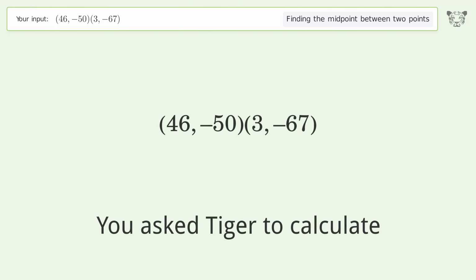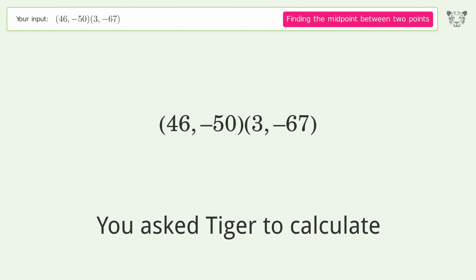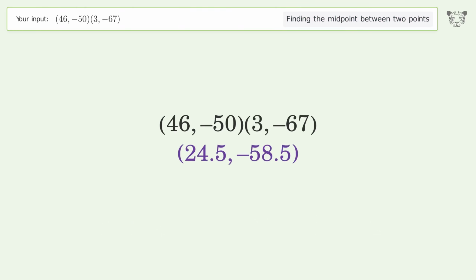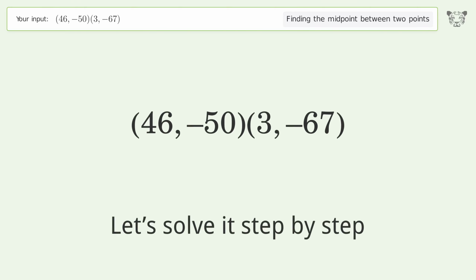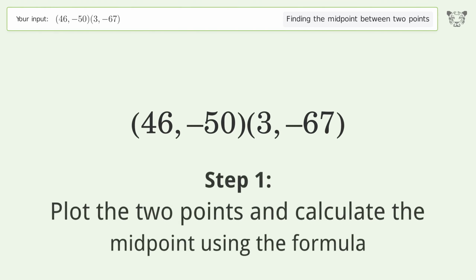You ask Tiger to calculate. This deals with finding the midpoint between 2 points. The midpoint between the 2 points is 24.5, negative 58.5. Let's solve it step by step. Plot the 2 points and calculate the midpoint using the formula.